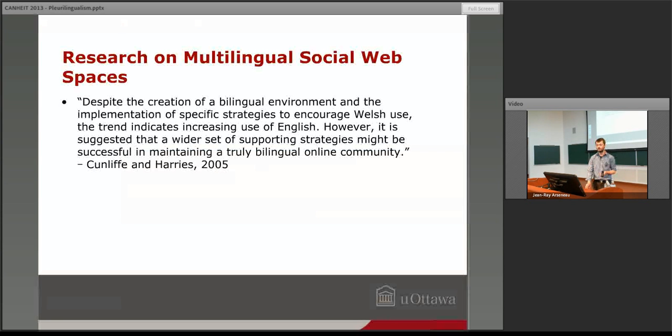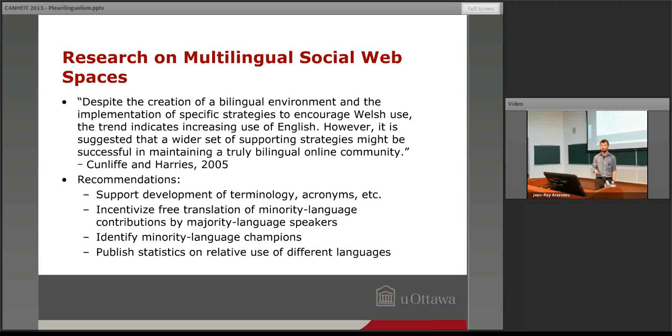So definitely the Welsh have a very similar situation in terms of the minority language situation that we have here in Canada. And Cunliffe is a researcher who's done a lot of research over there, and he said, despite the creation of a bilingual environment and the implementation of specific strategies to encourage Welsh use, the trend indicates increasing use of English. But he suggested that there might be strategies that could be used in order to successfully maintain a truly bilingual online community. How can you encourage the use of that minority language?